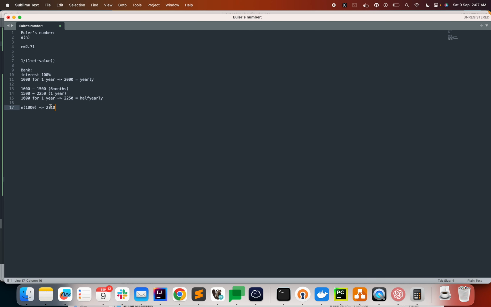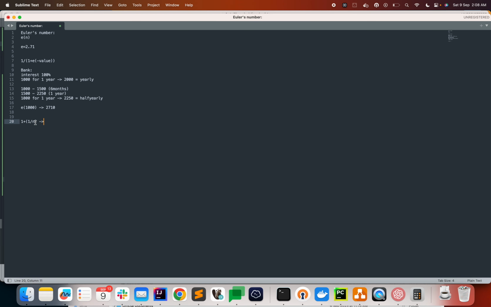But I doubted that, so I just calculated it, and I still got the same value. In a bank, the common interest formula is 1 plus rate divided by n, where this is the interest rate and this is how many times you are compounding. Since the interest is 100%, but we are representing it in decimal, it becomes 1.